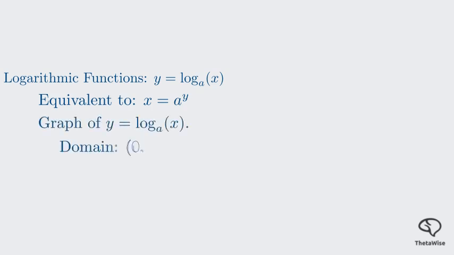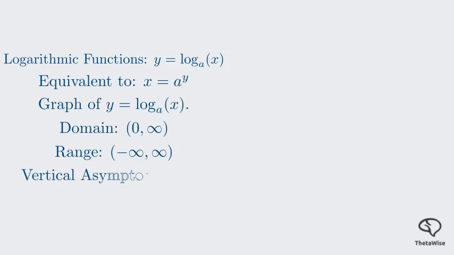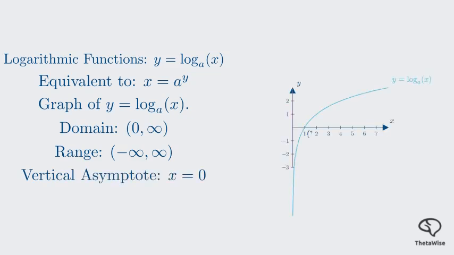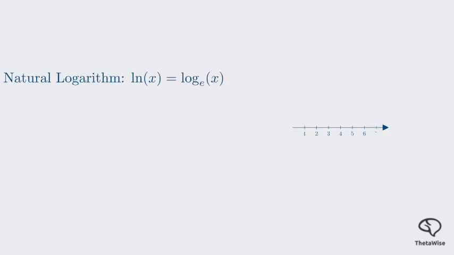The domain of a logarithm is all positive real numbers, from 0 to infinity. The range is all real numbers. The y-axis, or the line x equals 0, is a vertical asymptote. The graph passes through the point 1, 0, because log base a of 1 is always 0. Just like with exponentials, there's a natural logarithm. The natural logarithm, written as ln of x, is simply log base e of x. It's the inverse of e to the x.